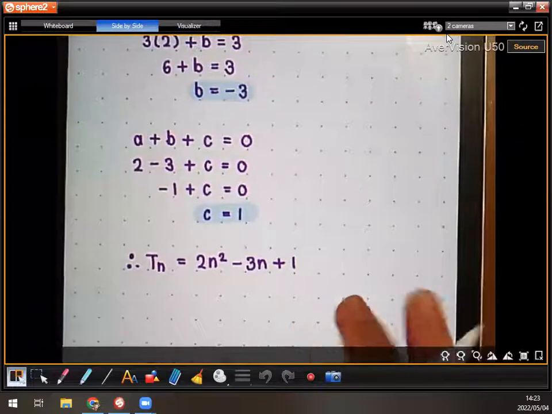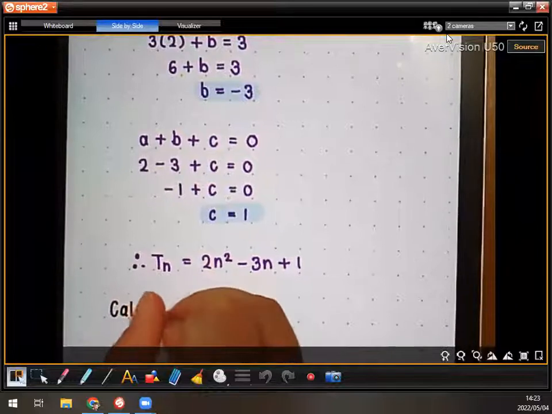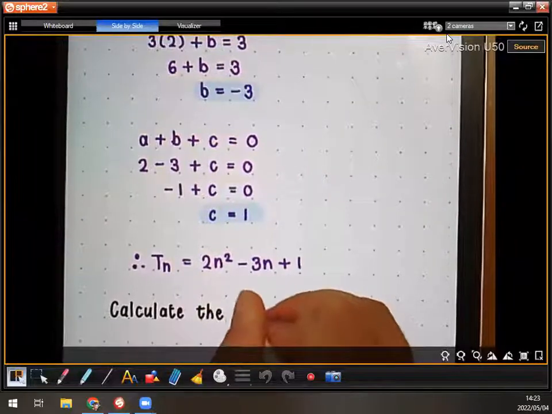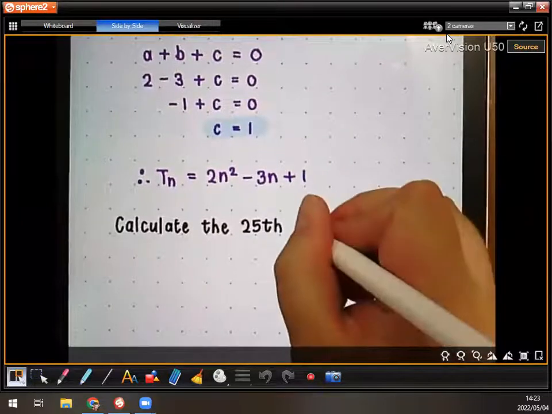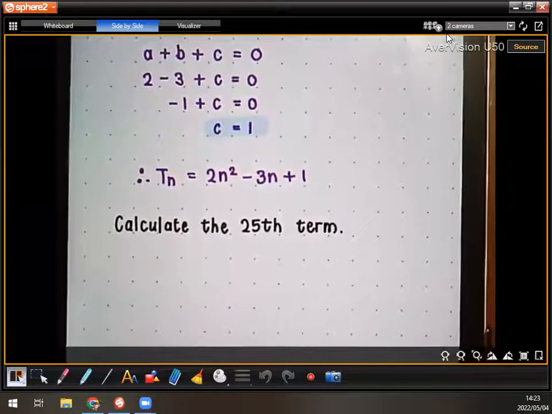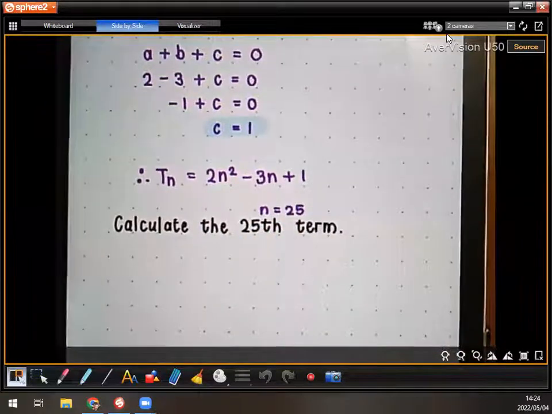Let's actually do that. So let's add here at the bottom, calculate the 25th term. If they're saying it's term 25, the 25th term, that means that N is 25. That's the one thing that's the same from a linear pattern and a quadratic pattern. N is always the term number.